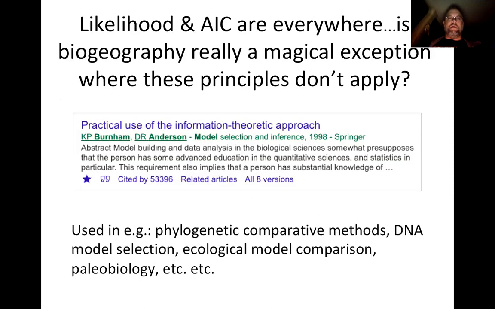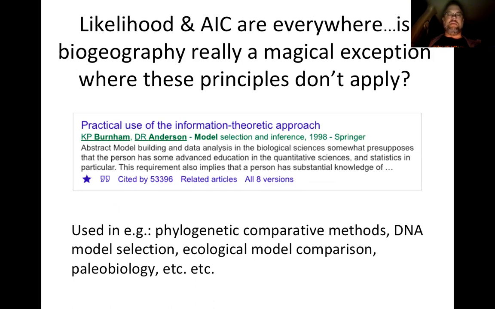All right, so I've made that point here. Burnham and Anderson, the sort of Bible of statistical model comparison with AIC. It's got over 50,000 citations. It's actually a problem for the field of biogeography if we all decide that we can just go do something different. We're kind of operating in defiance of the rest of the statistical inference world.